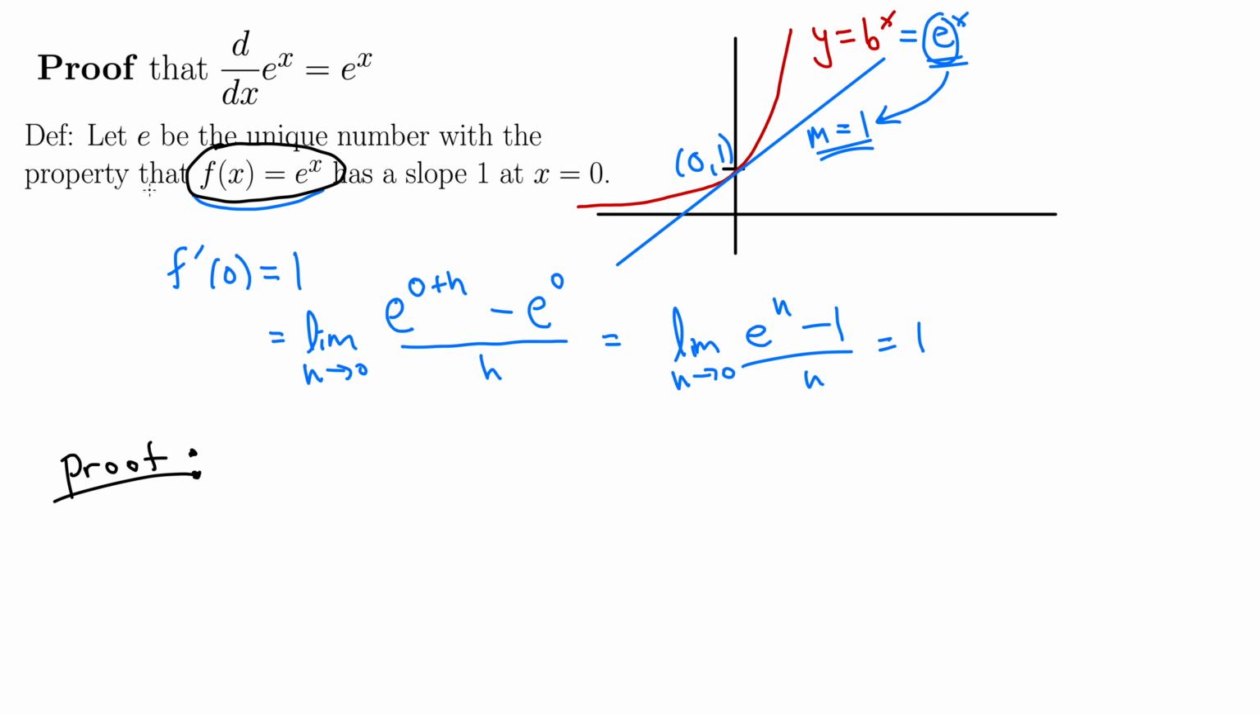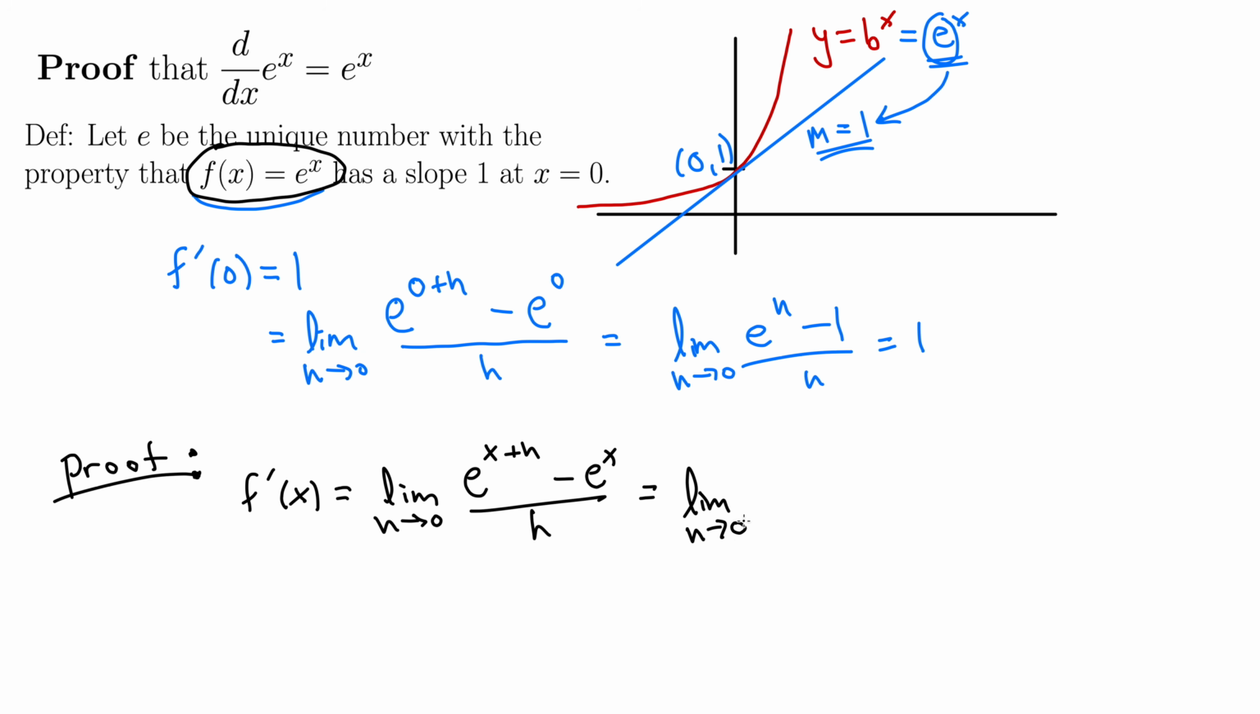So here's our proof. f of x equals e to the x. f prime of x then is the limit as h goes to 0 of f of x plus h minus f of x all over h. So that's e to the x plus h minus e to the x all over h. Well, we can factor an e to the x out of that top bit. So the limit as h goes to 0 of e to the x. What does that leave behind? e to the h minus 1 all over h.